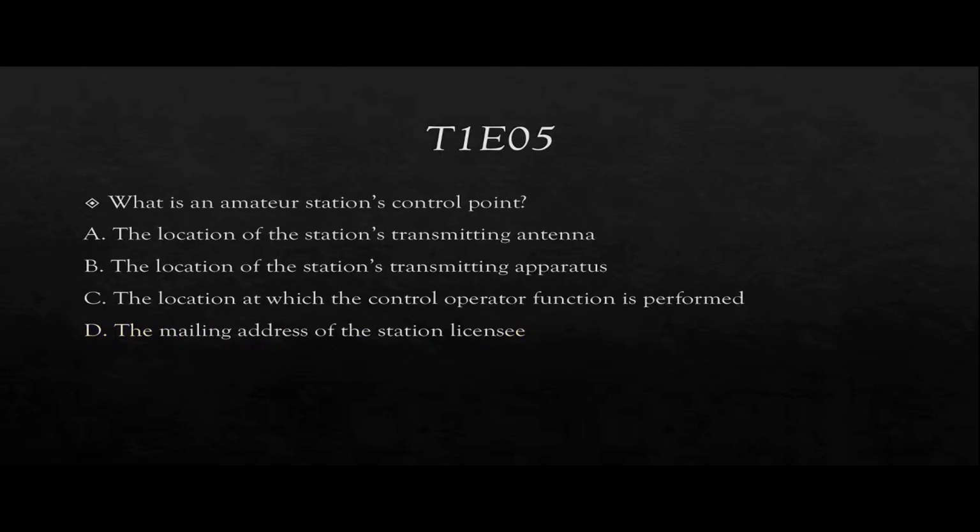5. What is an amateur station's control point? A. The location of the station's transmitting antenna. B. The location of the station's transmitting apparatus. C. The location at which the control operator function is performed. Or D. The mailing address of the station licensee. So again, when we got into those definitions a little bit, we talked about the control operator. We also talked about remote, and well, how is that defined? So just be straightforward. The answer is C, the location at which the control operator function is performed.